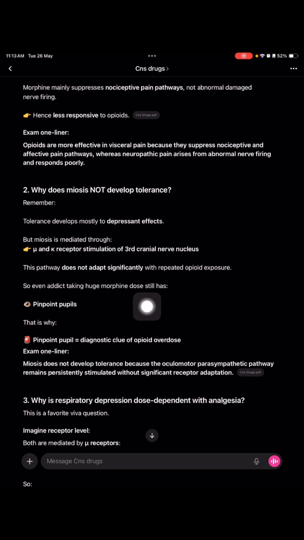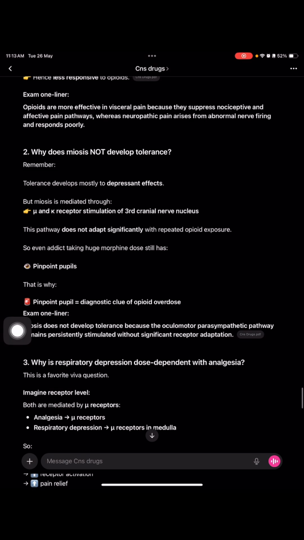And this pathway does not adapt significantly with repeated opioid exposure. It does not show adaptation. So even an addict taking huge morphine still has pinpoint pupils. Pinpoint pupil is a diagnostic clue of opioid overdose. Meiosis does not develop tolerance because the oculomotor parasympathetic pathway remains persistently stimulated without significant receptor adaptation. If there had been receptor adaptation, the receptors wouldn't have responded to the opioid stimulation and would have caused mydriasis. But this is not taking place. Tolerance is not being developed.